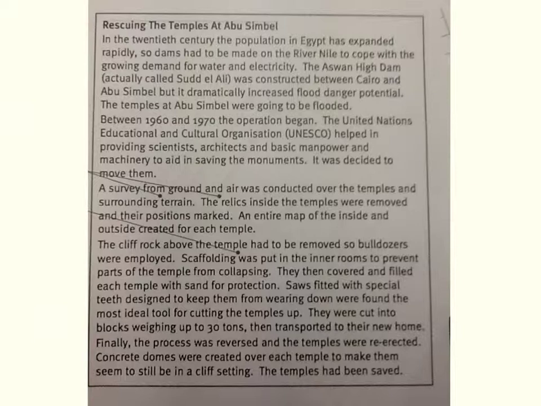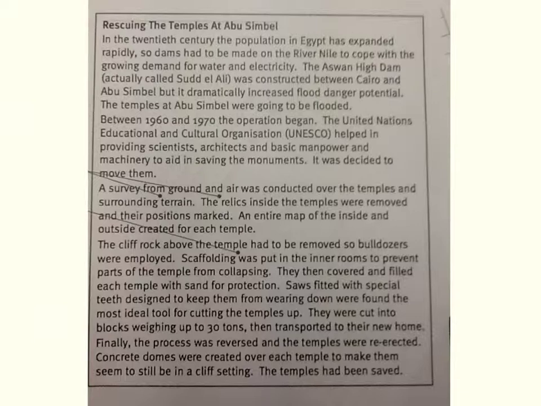This genre of text is an explanation, and it's slightly different from an information report. The point of an explanation is to explain how something works or what the process of something is, and it has sequences or explains why something happens. So in this particular text, it was explaining how they rescued the temples at Abu Simbel when they had to build a dam there.